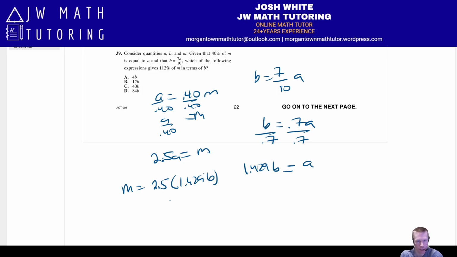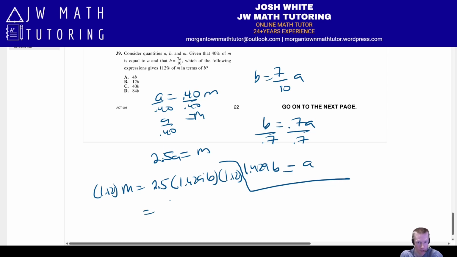Okay, and now we want 112% of m. So we're going to multiply this by 1.12. We're going to multiply the entire right side by 1.12. And this is going to be our answer, whatever we get. So now, again, I'm just going to go to Desmos to do the calculation.